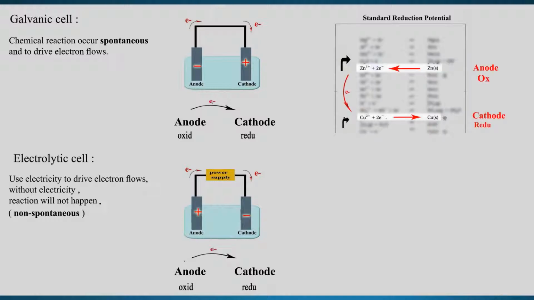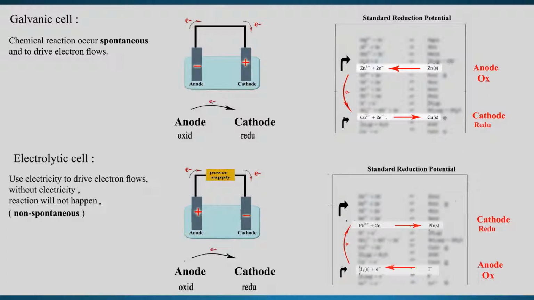Now look at the standard reduction potential difference. As normal, anode is the reverse arrow, flowing down to the cathode, which is the same arrow. Keep in mind, anode is always the reverse arrow, cathode always the same arrow. And this reaction, we know, is flowing down. It happens spontaneously.